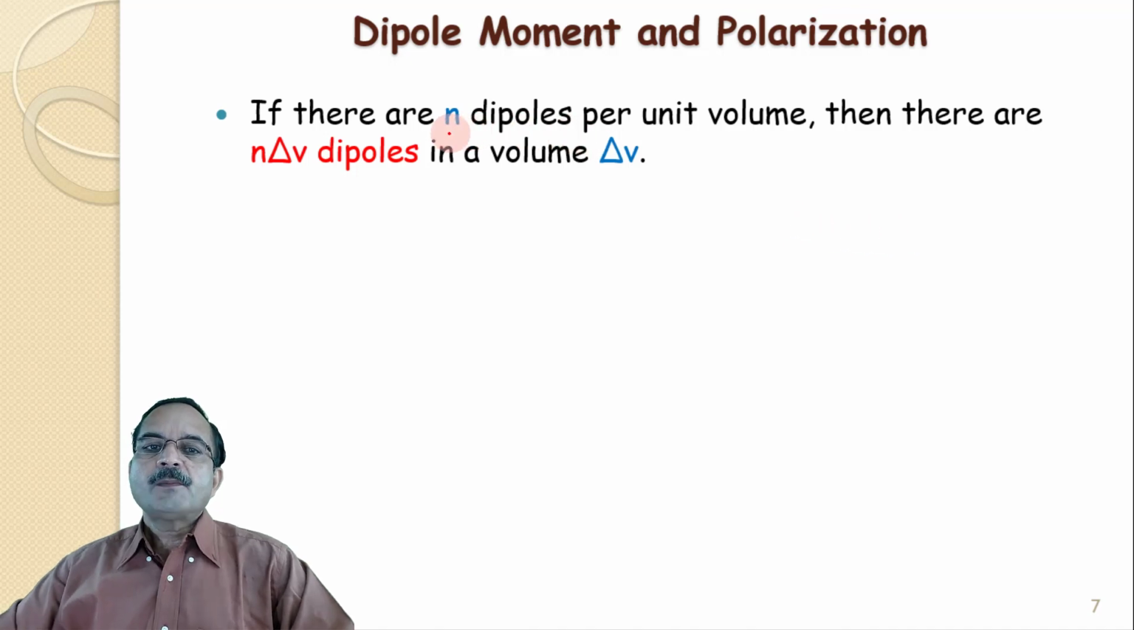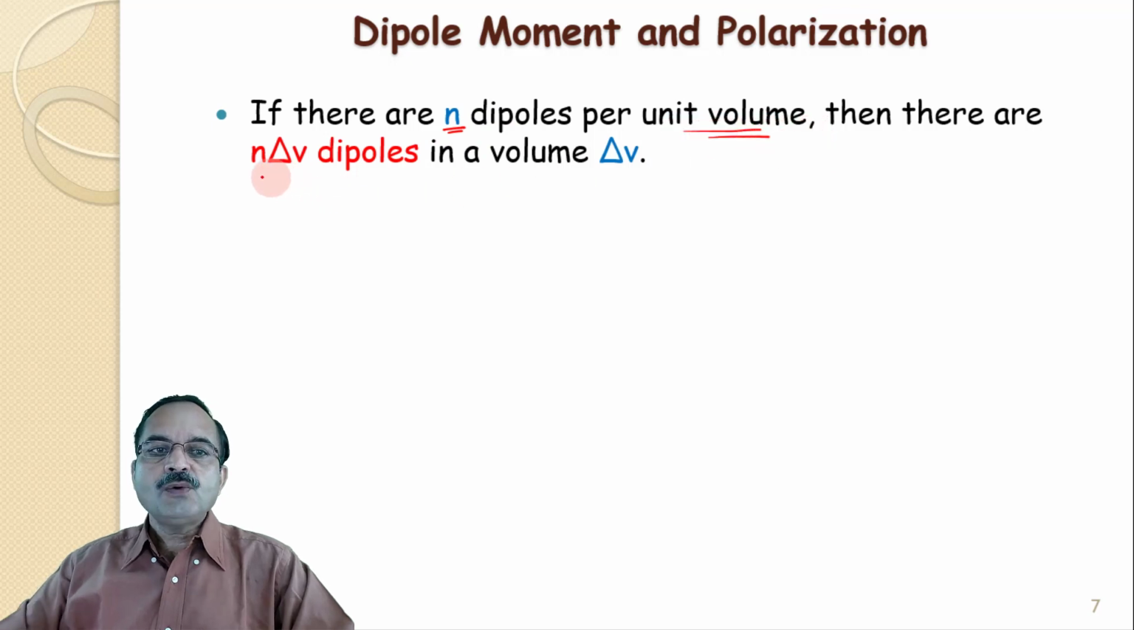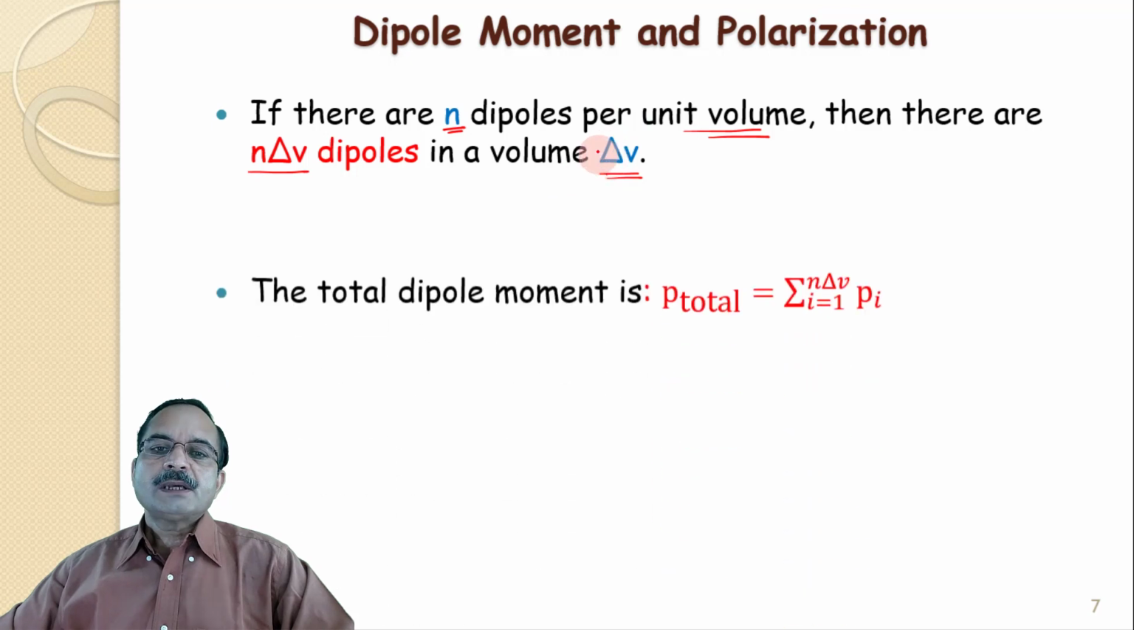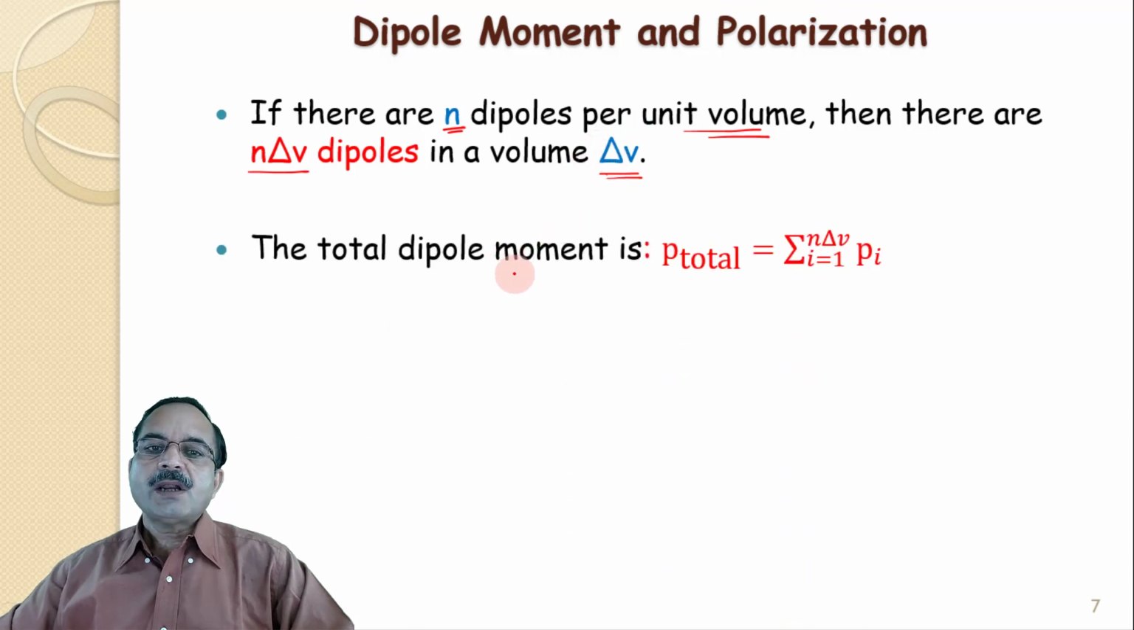Now, if there are n dipoles per unit volume, then there are n times delta V dipoles in a volume delta V. Based on this, we can write the total dipole moment as P total equals the summation from i equal to 1 to n delta V of p i, where p i is the ith dipole moment.